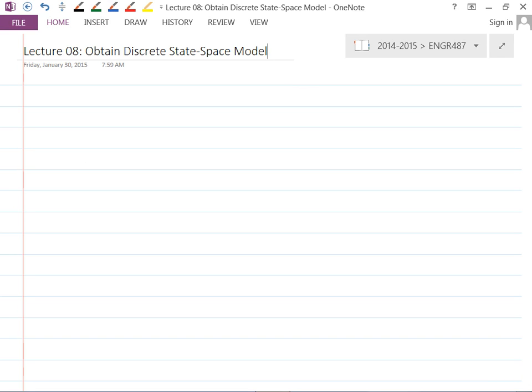Okay, so we'll keep continuing on the discrete state model here. In the previous lecture, we looked at how to obtain a discrete state space model from a pulse transfer function. Now we're going to look at another way, another branch of getting this discrete state model, and that is from a continuous state space model to a discrete state space model.